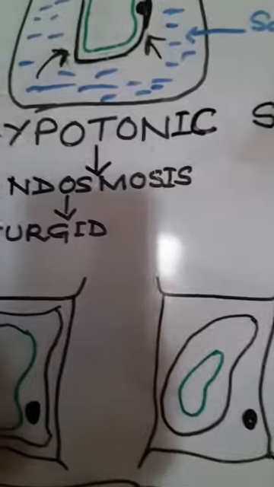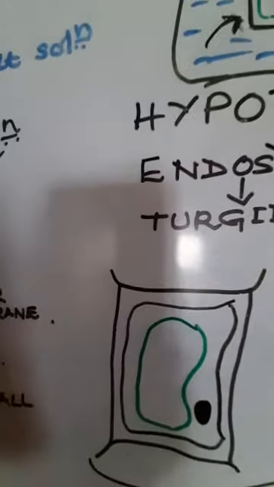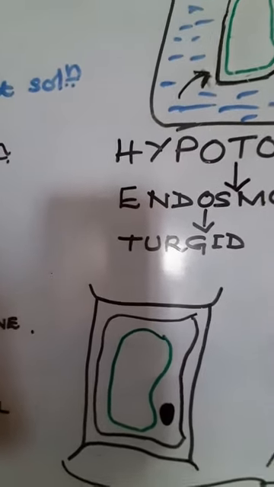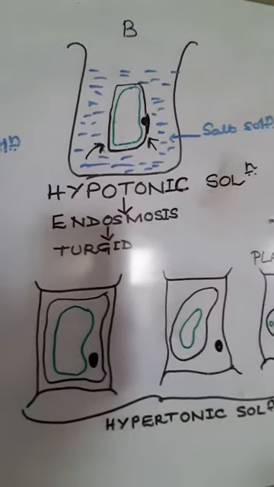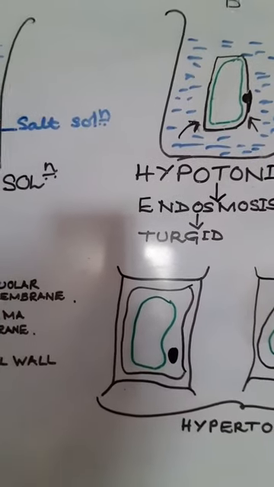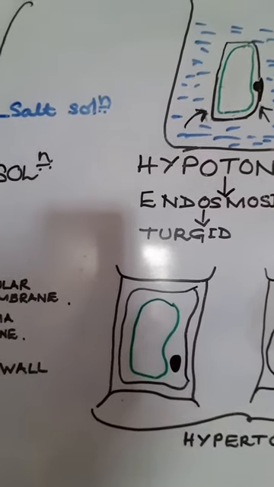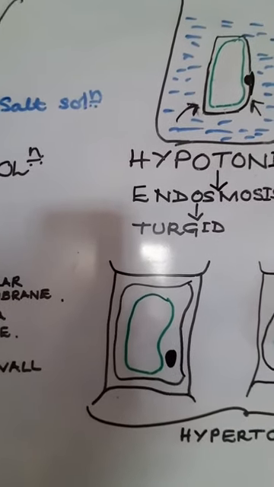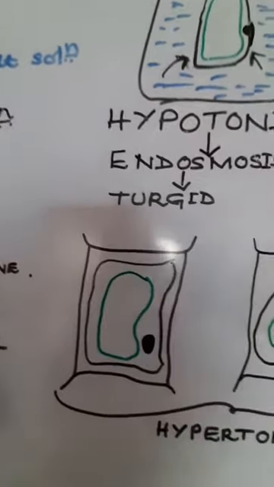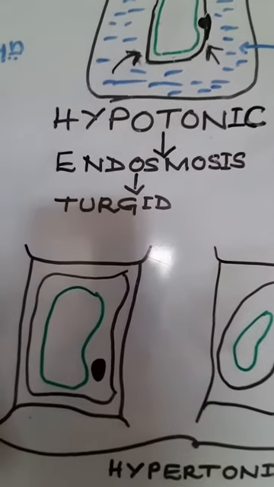Now the terms, this is how they are defined. Turgidity is the state of a cell in which the cell wall is rigid and stretched by an increase in the volume of vacuoles due to absorption of water. Then it is said to be turgid. So how does it become turgid? By the increase in volume of the vacuoles due to absorption of water.